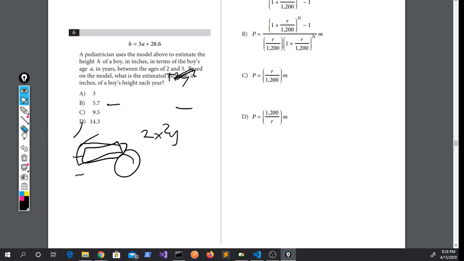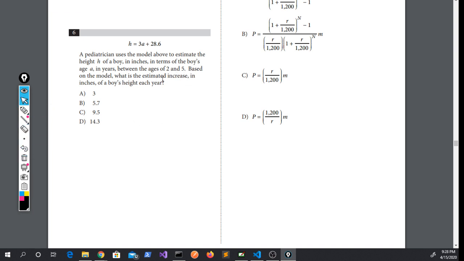Number 6. Okay, number 6. Based on the model, what is the estimated increase in inches of a boy's height each year? Okay, so this is an example. H obviously is the height. Like height H, it says it right there. Also use common sense. Why would they say H if they weren't going to say height, right?